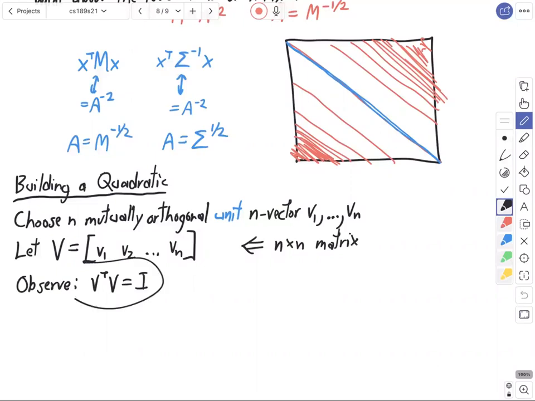Why is this true? Well, think about the off diagonals first. The off diagonals of the identity matrix are 0. That's saying that any two different vectors, Vi and Vj, their inner product has to be 0. They're mutually orthogonal. And then think of the diagonal entries of I, which are all 1. That's saying V transpose V equals I means that each of those V's is a unit vector. When you multiply it by itself, you get 1.